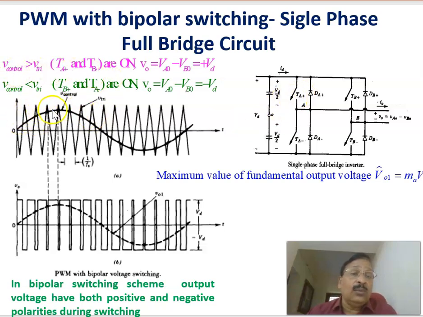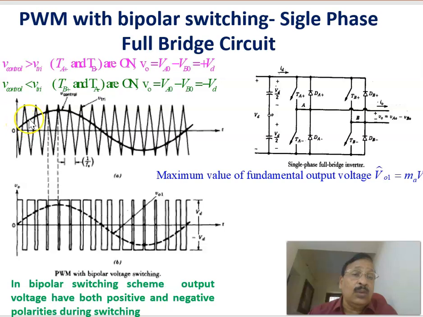If the control voltage magnitude is more than VTRI, for example during this period, TA plus and TB minus are switched on. Then this leg is connected to plus VD and the other leg connects to minus VD. Then we will be getting the voltage VA0 minus VB0 equal to plus VD. So we'll be getting plus VD here.